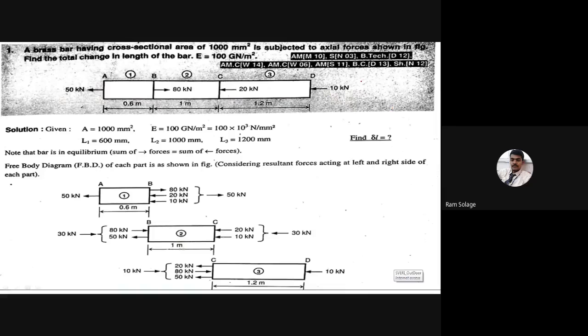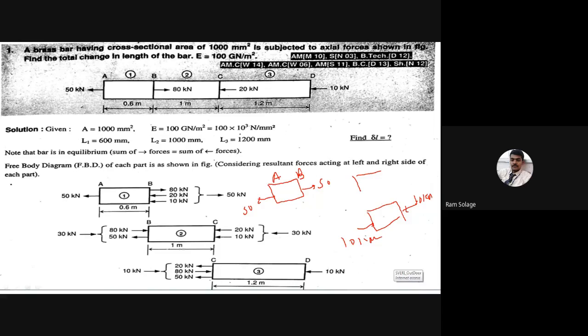I will erase all the written. Now we have to concentrate. AB, what is the value of AB? 50 kilonewton tensile, again 50 kilonewton tensile. Draw the section CD. Section CD, what is the force? That is 10 kilonewton compressive. Now take the section 2, that is the section BC.